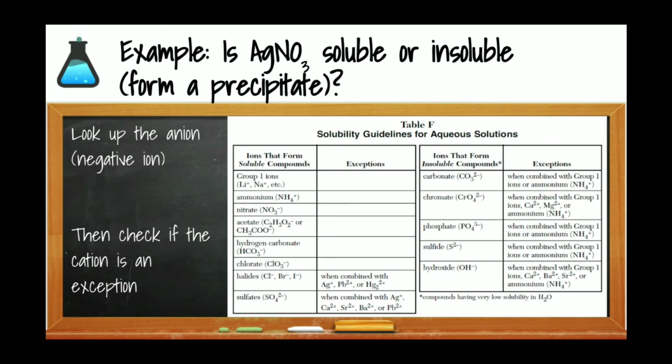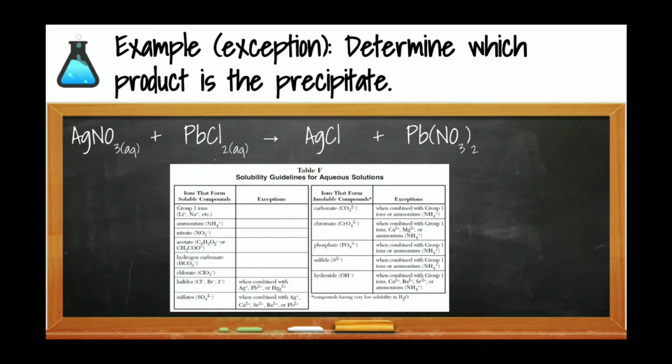So the negative ion comes last. So nitrate. Here you can see nitrates are soluble. There are no exceptions. So silver nitrate is an aqueous soluble compound. Let's look at this double replacement reaction and determine which product is a precipitate.